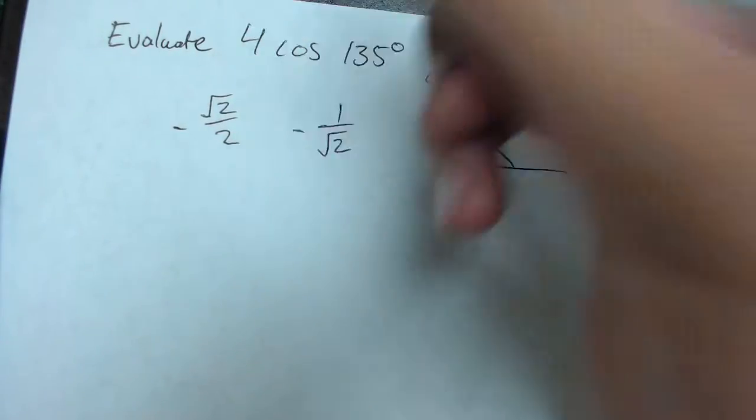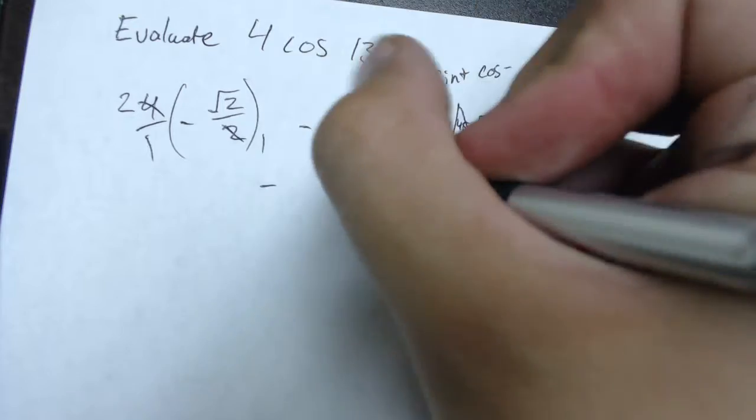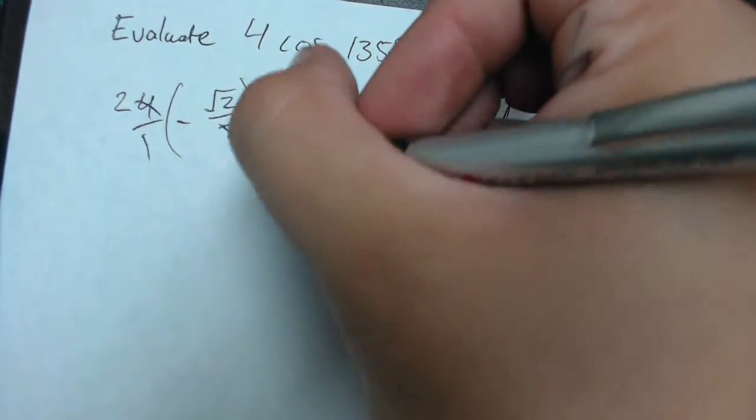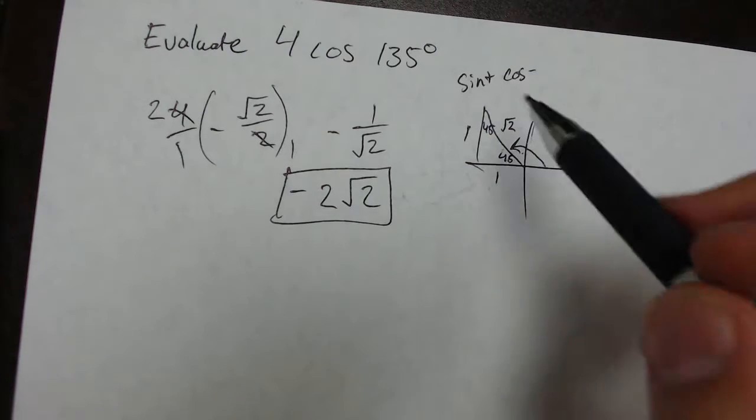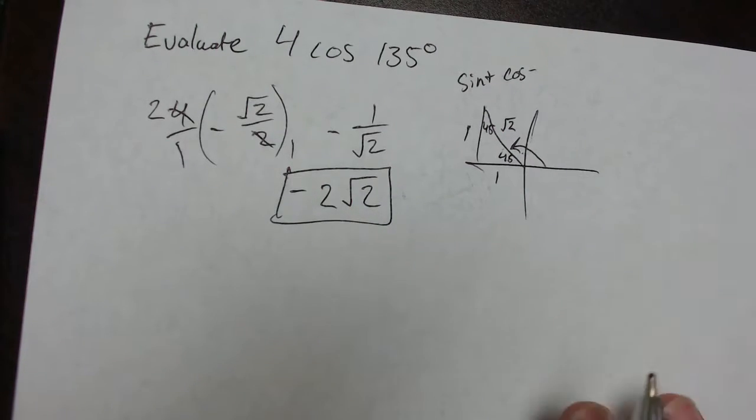And then we have to multiply that by 4. When we multiply, we can cross cancel. That becomes 1, that becomes 2. So our final answer becomes negative 2 root 2. Pretty easy. Just don't forget about your signs based on quadrant.